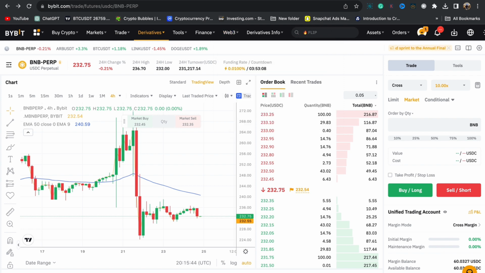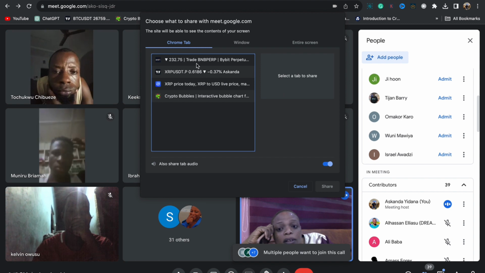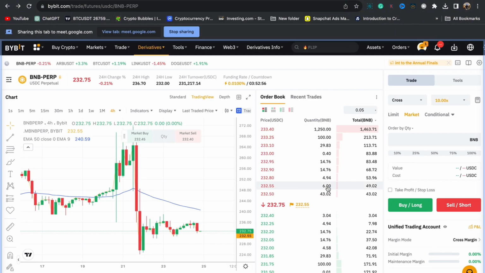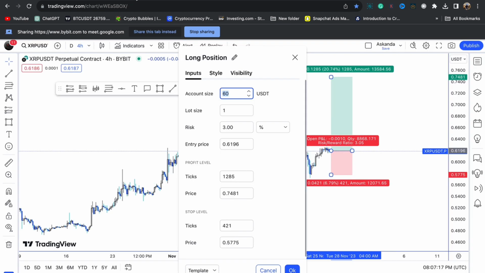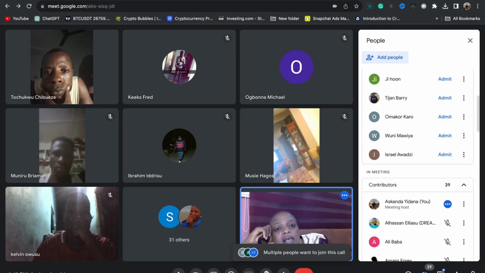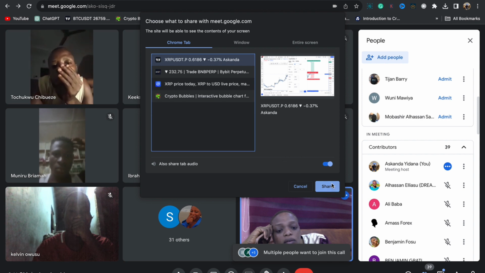So on Bybit, let me share my Bybit. I'm coming here. So we have Bybit. So we share Bybit here. Now this is Bybit balance $60. So you are supposed to enter the $60 in your account size. So we go back to TradingView again, then we click on the share. Let me just help you guys with the position sizing. TradingView is here. So go to TradingView.